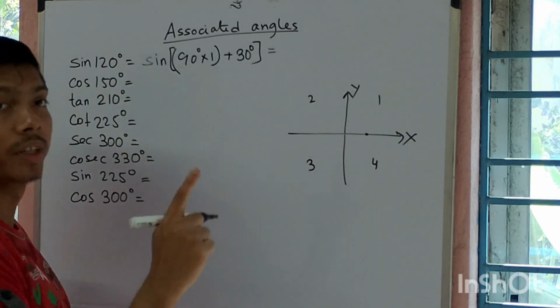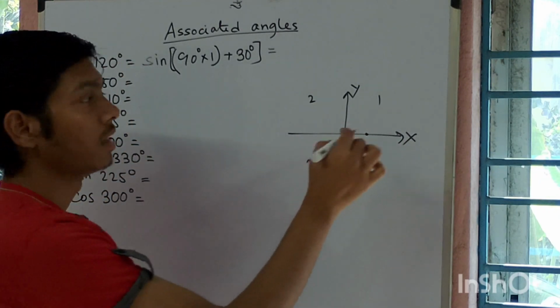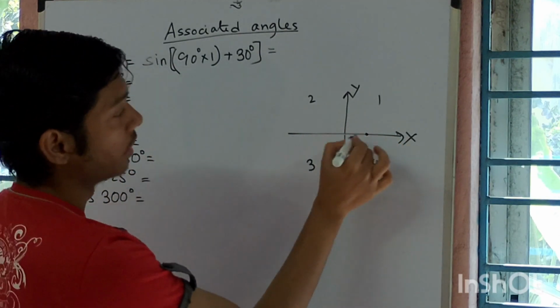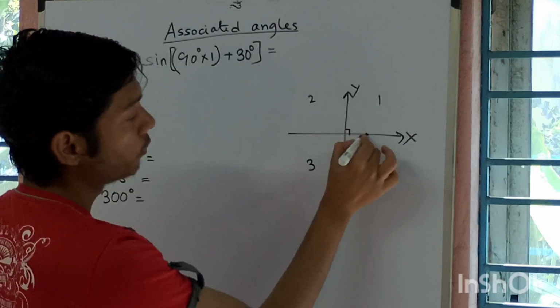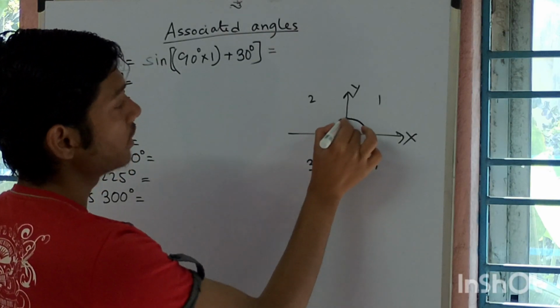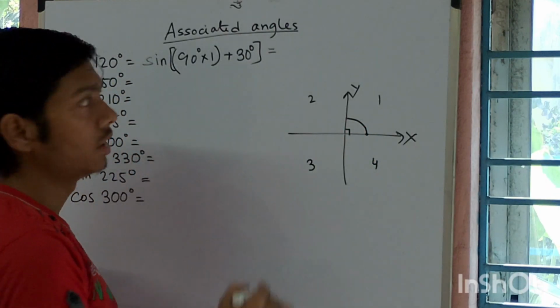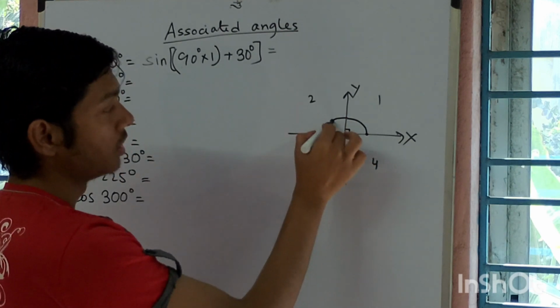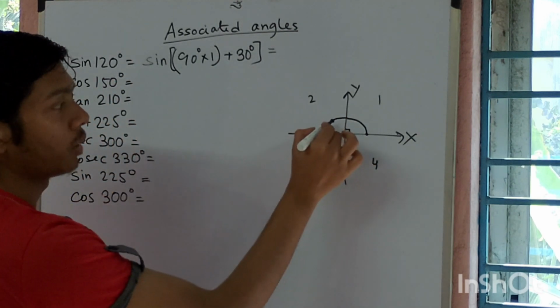Okay, from the positive direction of the x-axis. Then just move according to this one, 90 degree into 1. So this is your 90 degree. So you move from here to this point, then you have moved 90 degree. So 90 degree into 1 plus 30 degree will lie somewhere there. Okay, so it is in the second quadrant.